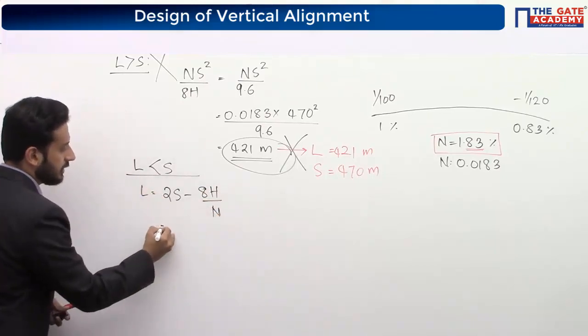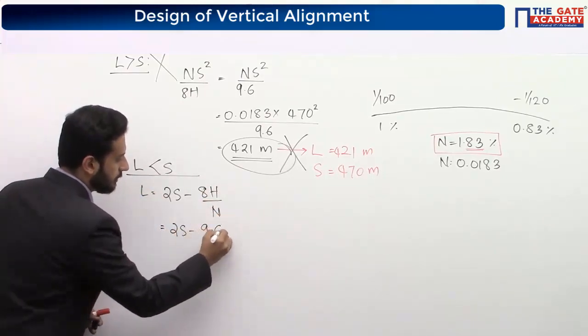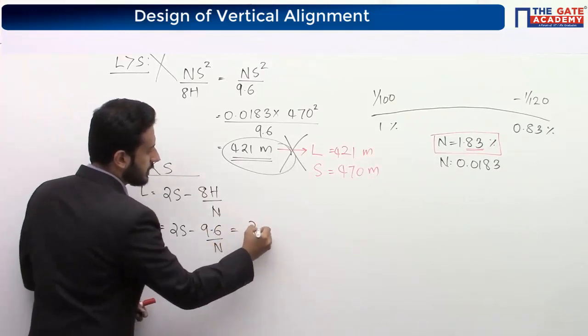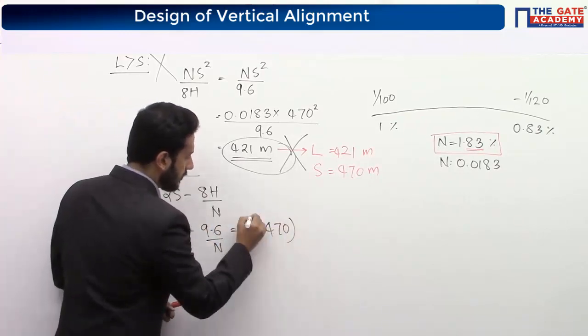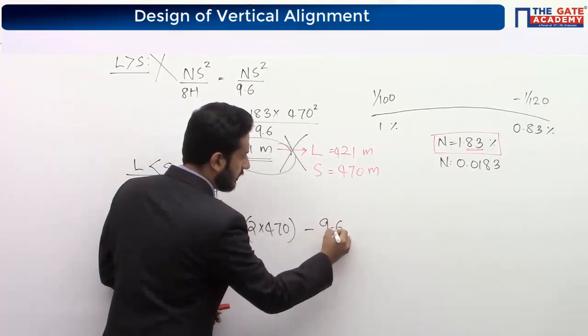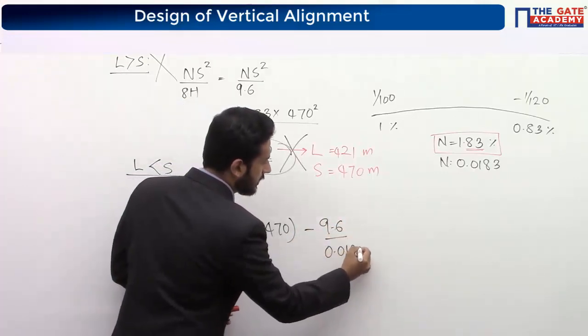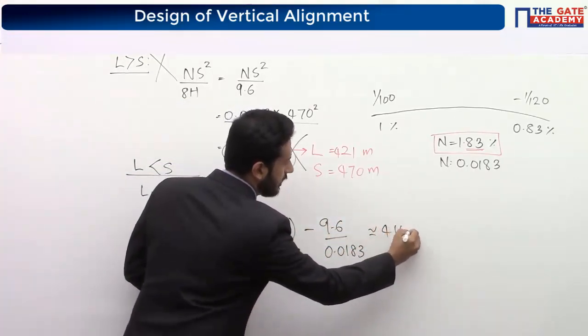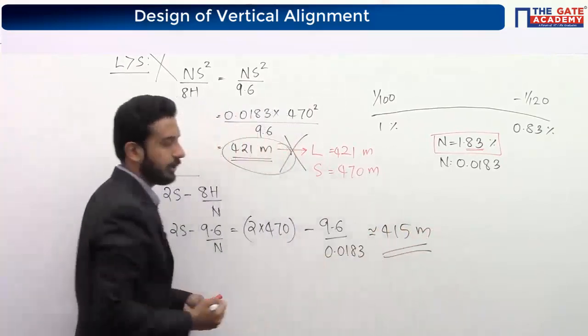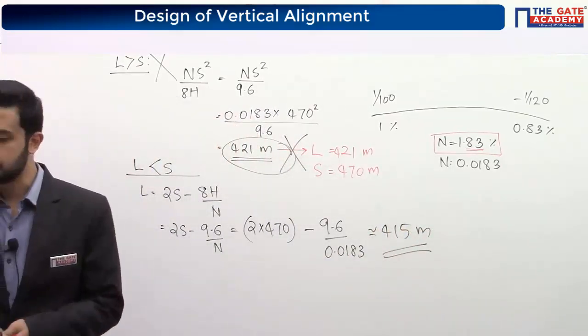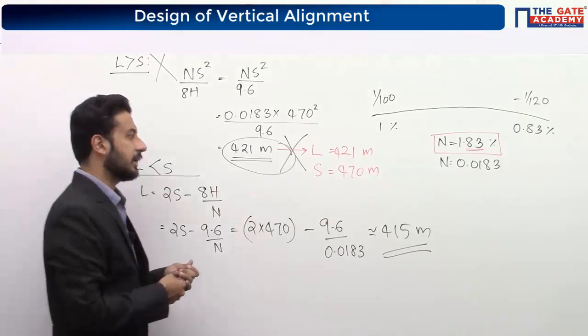So what I can write? 2S minus 9.6 by N. So how much you are getting if you are calculating? Very good, everyone is getting the answer. 0.0183. Then you will get approximately 415 meter according to the option. Correct na? Very good. So option A will be the correct answer.